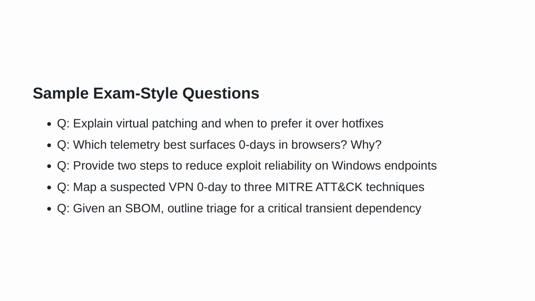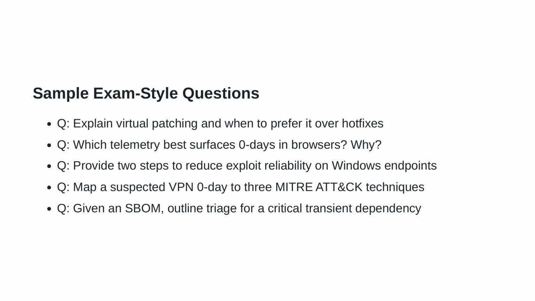Provide 2 steps to reduce exploit reliability on Windows endpoints. 1. Enable HVCI memory integrity and exploit protection policies for browsers/Office: force ASLR, CFG, block dynamic code. 2. Remove local admin and turn on attack surface reduction rules that block Office/browsers from creating child processes and downloading/executing content. Map a suspected VPN 0-day to 3 MITRE ATT&CK techniques. T1190 Exploit Public-Facing Application, device exploit. T1133 External Remote Services, VPN access. T1078 Valid Accounts, abusing or creating accounts/tokens, post-exploit.